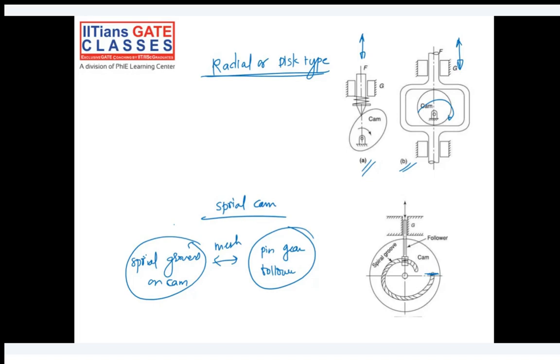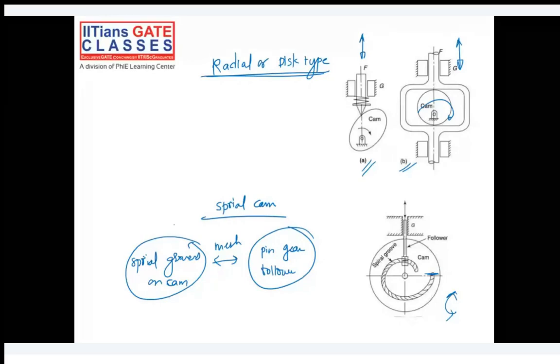What will happen is either you have to reset or you have to reverse the direction of the cam. So basically the cam will first rotate in this direction, then again change the direction in order to move the follower. So it has this limited application. Whenever you have to do some repeated motion, a halfway repeated motion, in those applications, this can be useful. Okay, so this was the second type.